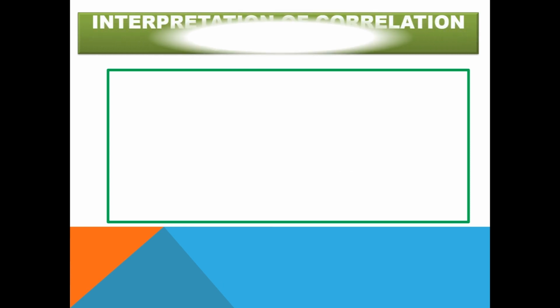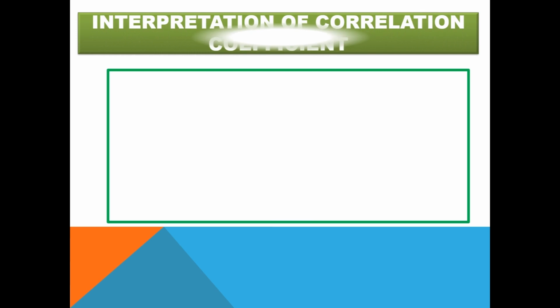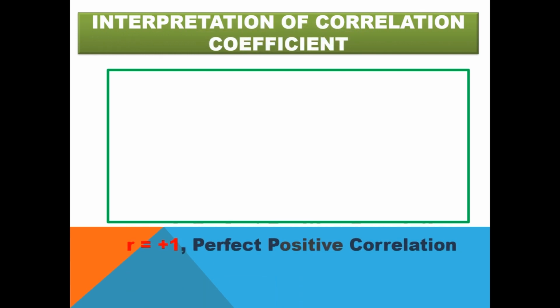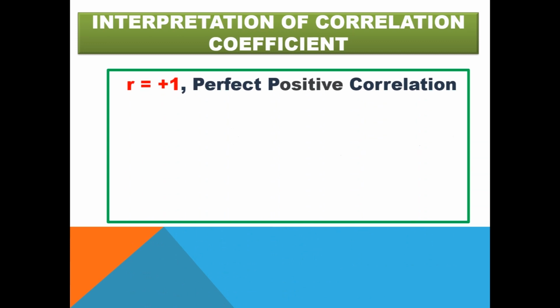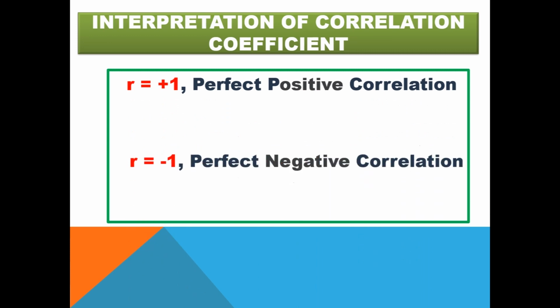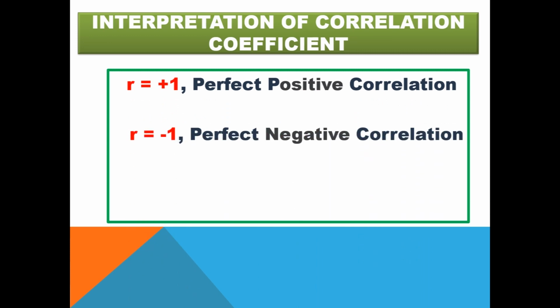The range of variation of r is from -1 to +1. When r is equal to +1, it shows perfect positive correlation. r is equal to -1, perfect negative correlation. r is equal to 0, there is no linear relationship between the two variables.